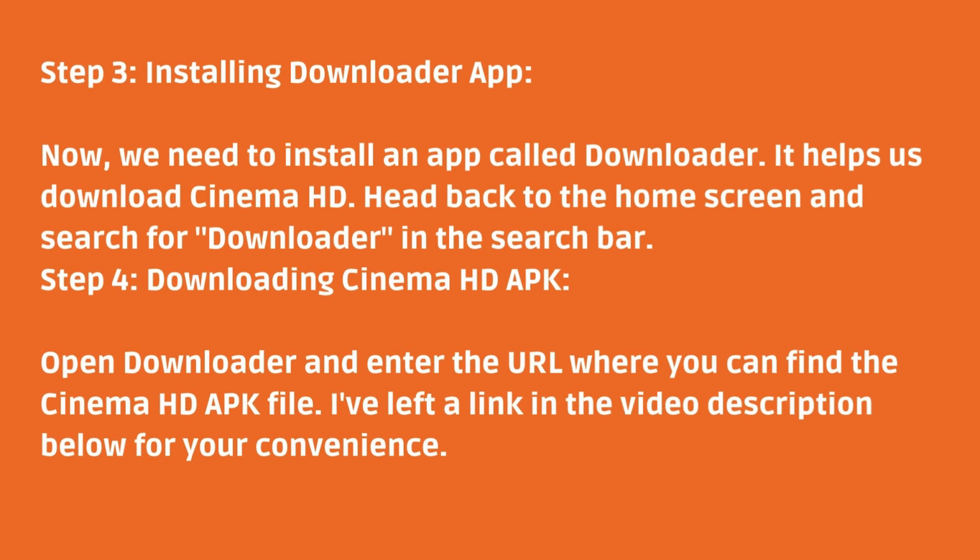Step 3. Installing Downloader app. Now, we need to install an app called Downloader. It helps us download Cinema HD. Head back to the home screen and search for Downloader in the search bar.